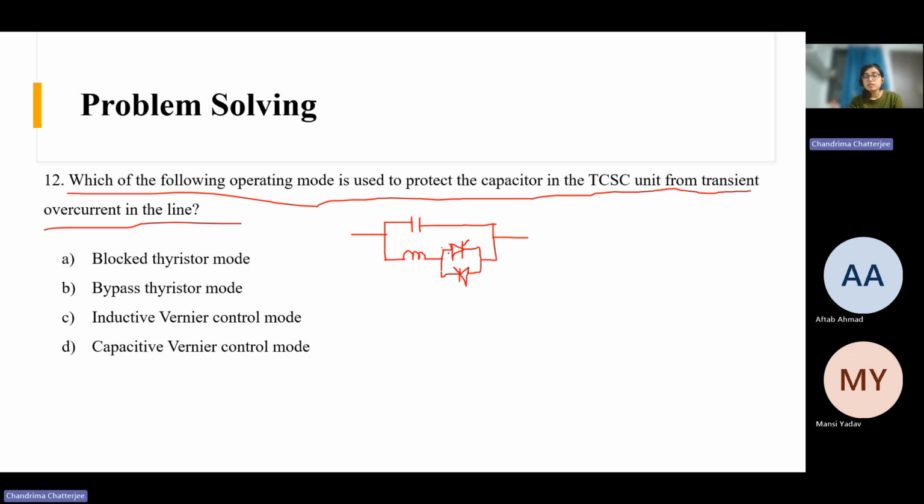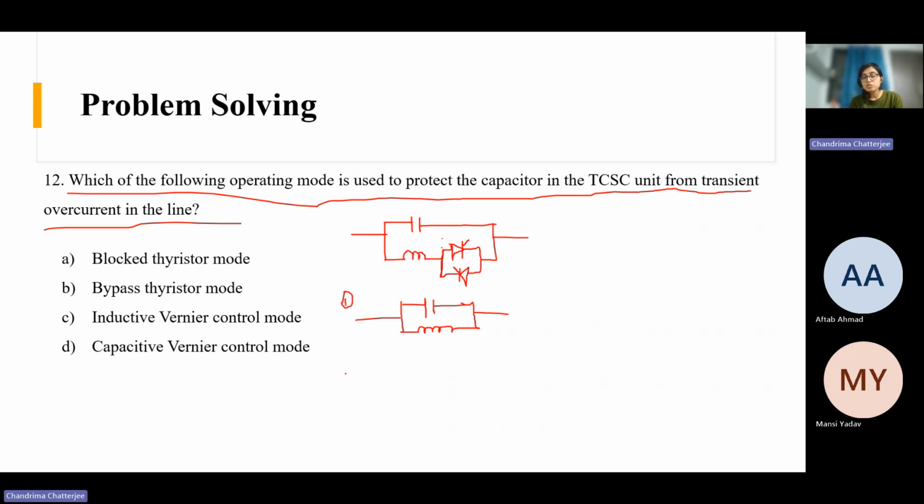Now one mode of conduction is when these thyristors are fully on. We just discussed that, right? When they are fully on, in that case, there is this combination: one capacitor and one inductor like this. Now this is a fixed inductor, a fixed reactor, because now the thyristors are fully on. This is called the bypass mode. This is the first one.